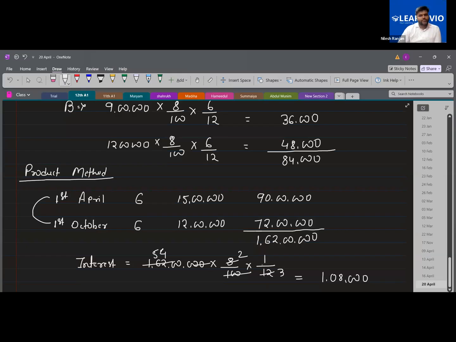So, okay. If the question gives us the option to choose between both of them, which one do you think is better?